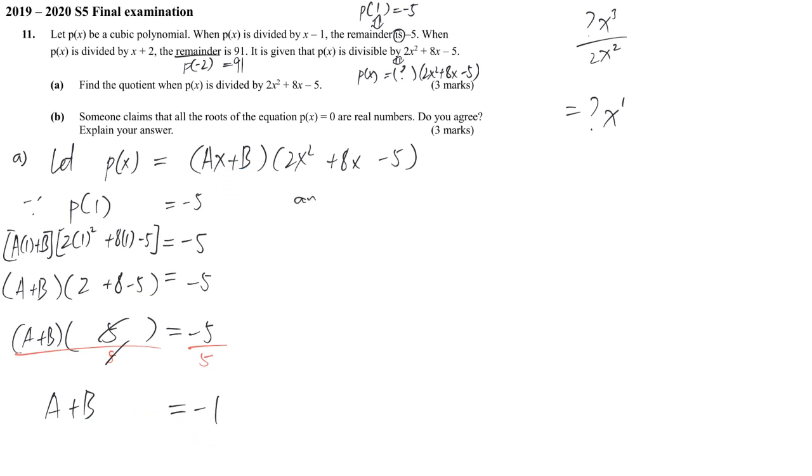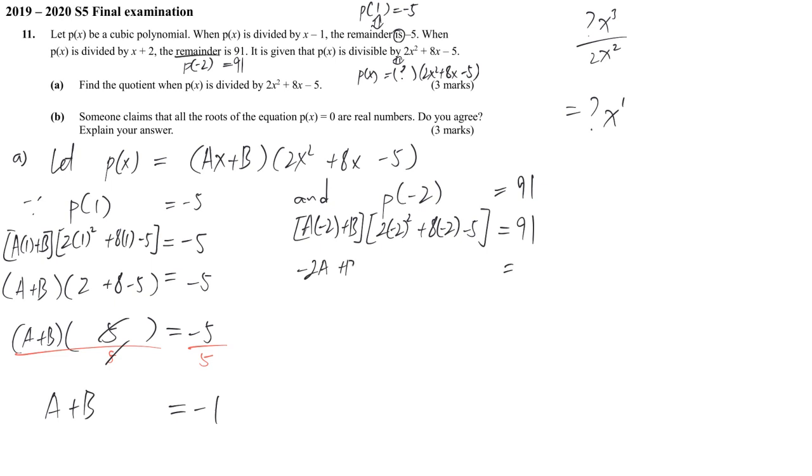We are going to do a similar thing with the other given information. p(-2) is equal to 91. So once again, replace every x by negative 2. a times negative 2 plus b is the first factor. The second factor, 2 times (negative 2) squared plus 8 times (negative 2) minus 5. Replace x by negative 2. Negative 2a plus b. And the second bracket, handle very carefully because negative is involved. And then we get positive 8, negative 16, minus 5, equal to 91.